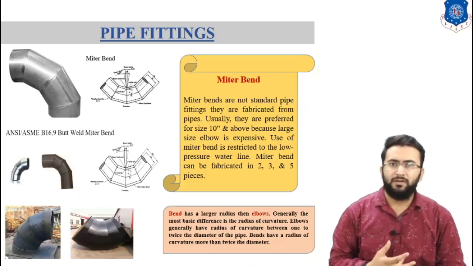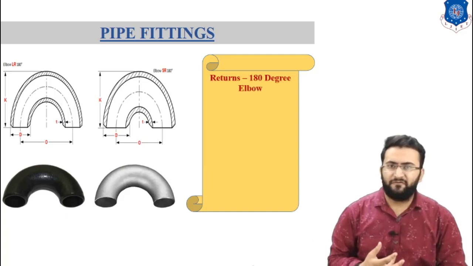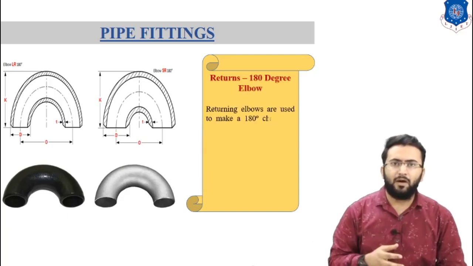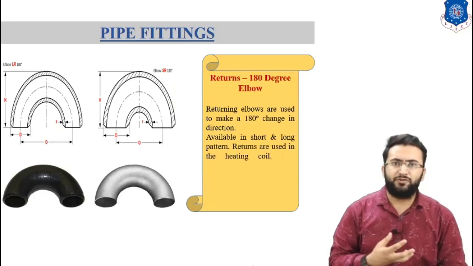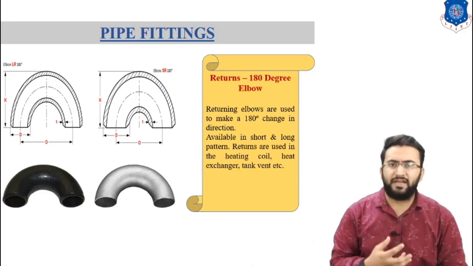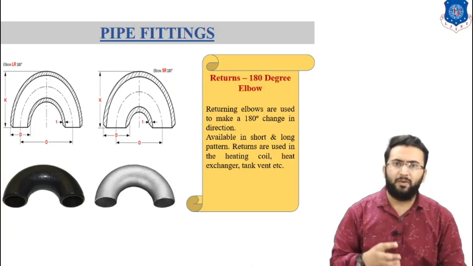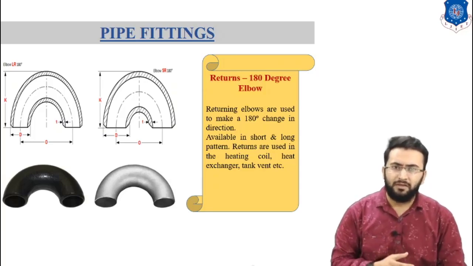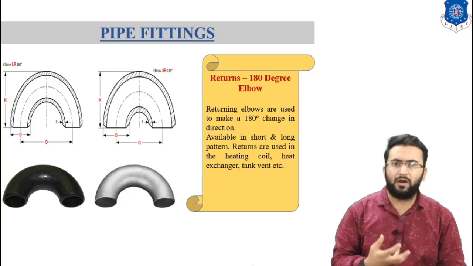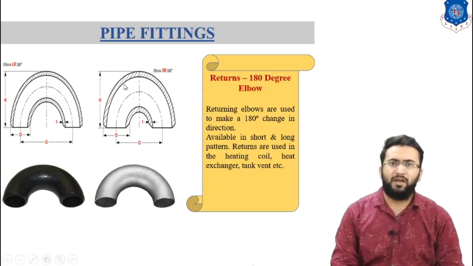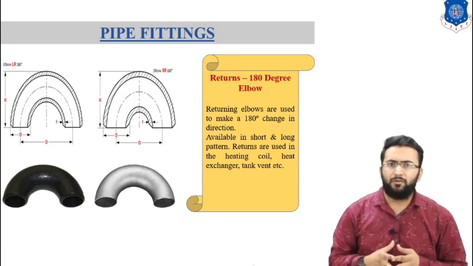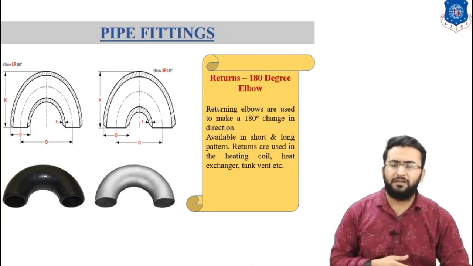So let's talk about the next type of pipe fitting, such as the return or 180-degree elbow. 180-degree elbows are used to make a 180-degree change in direction of pipeline. Available in short and long patterns. Returns are used in a heating coil, heat exchanger and tank vent. So this is one long radius elbow and this is one short radius elbow. So this is all about return and 180-degree elbow.